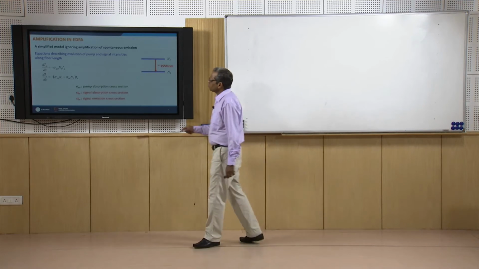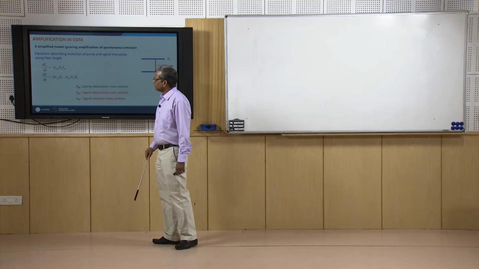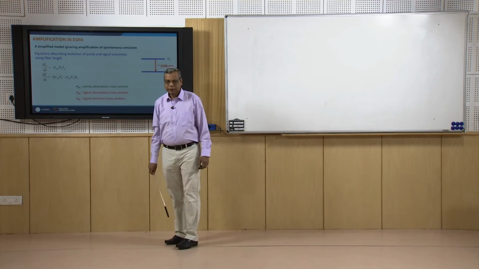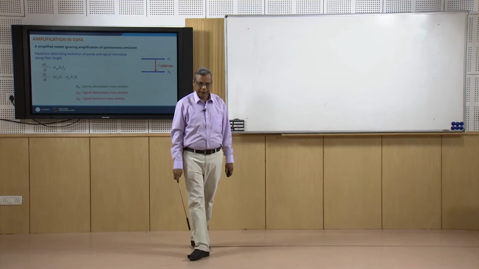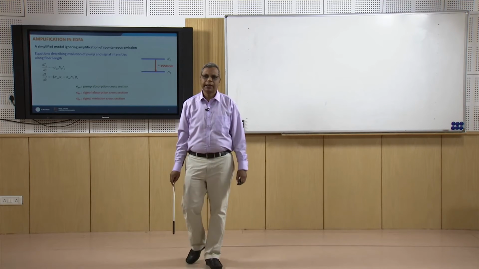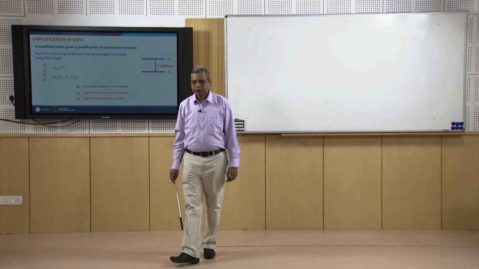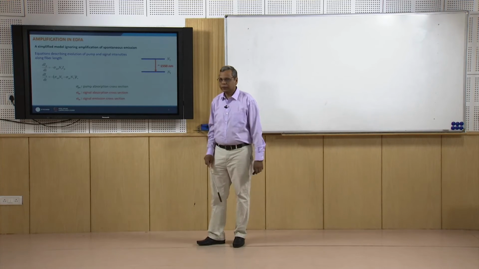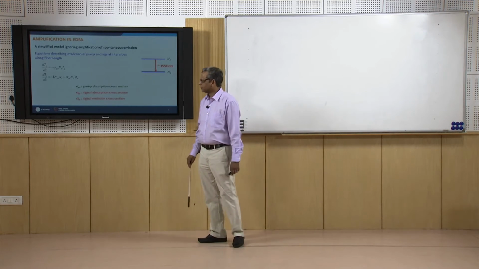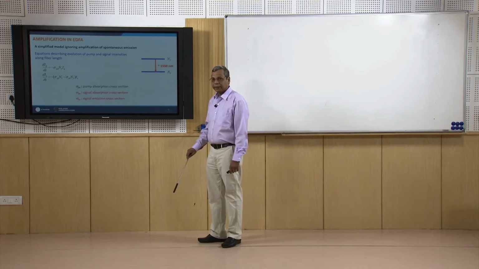So, with this very simple model, I can understand how the intensities of the pump and signal vary and what is the gain of the amplifier. Okay. Although this is a very simplified picture just for understanding at elementary level.